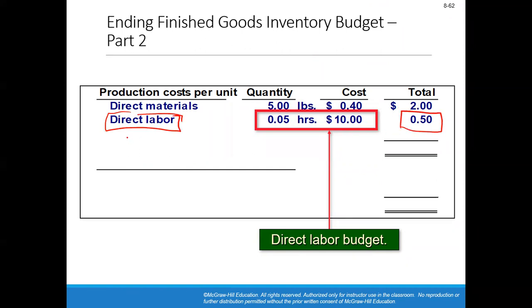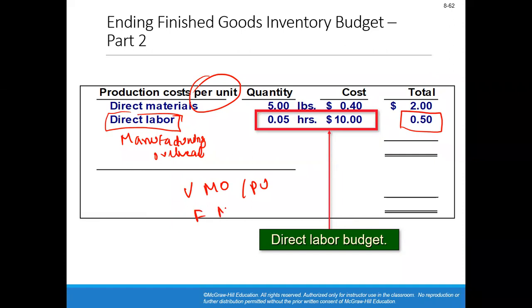Now, if I ask you the manufacturing overhead rate, the manufacturing overhead per unit, how can you come up with this? You have been given no total manufacturing overhead cost per unit. Variable manufacturing overhead is given per unit, right? But the fixed manufacturing overhead has not been given to you per unit, right? So how can you come up with the manufacturing overhead per unit?